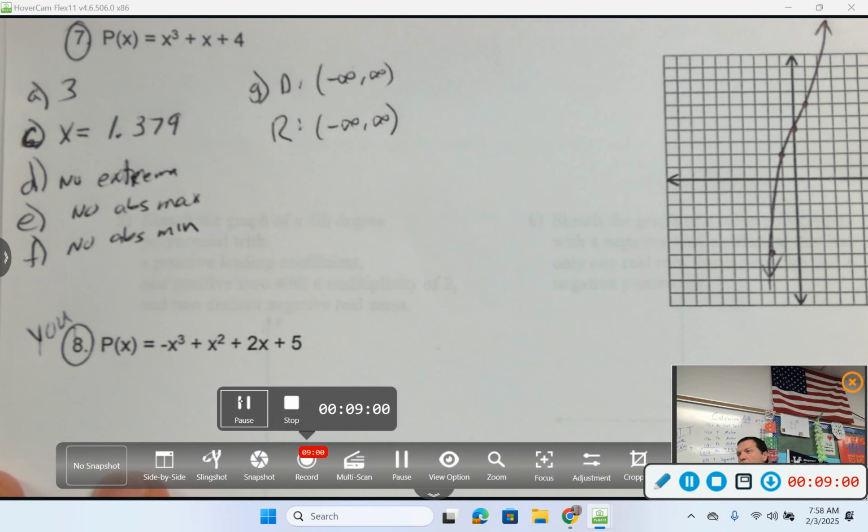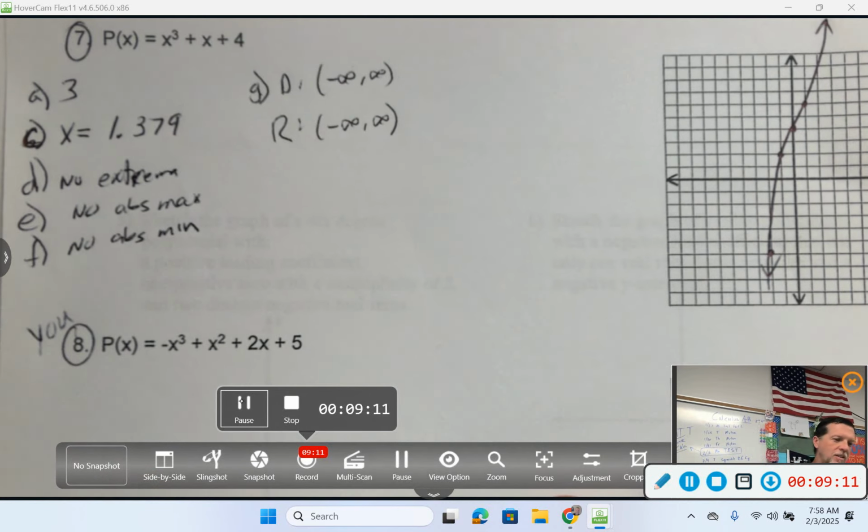So back and forth we go. Read carefully on test day. Is it talking about real zeros? Is it talking about total zeros? Does it ask how many? Does it ask what they are? So read carefully and make sure you understand the difference.